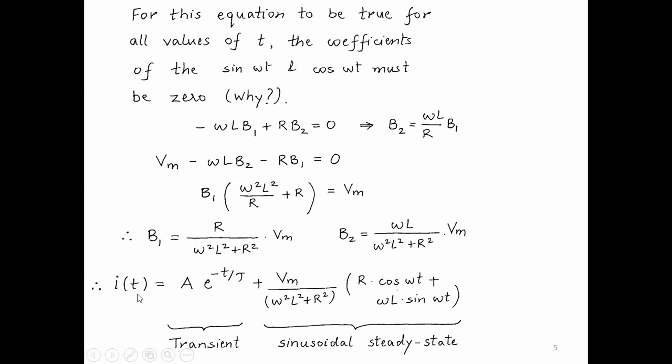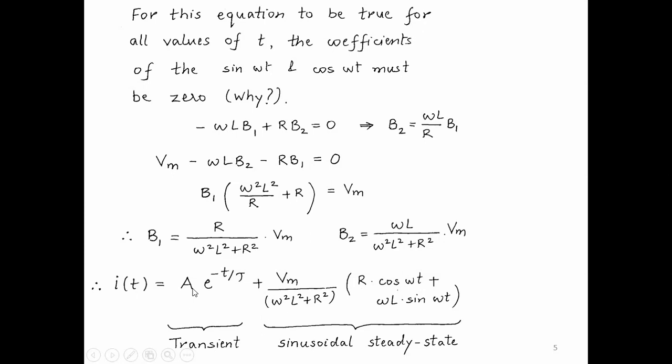Now we can impose an initial condition. What was the initial condition? That i of t was 0 at t equal to 0, and you will be able to find A. It's straightforward. I'm not doing it. Please do it so that the solution is complete. So you can see from here that at t equal to 0, cos omega t will be 1, sin omega t will be 0, and the total is 0. So we'll get A equal to minus of this coefficient, minus of Vm R by (omega squared L squared plus R squared). Some value of A will come. For now, you do this on paper.